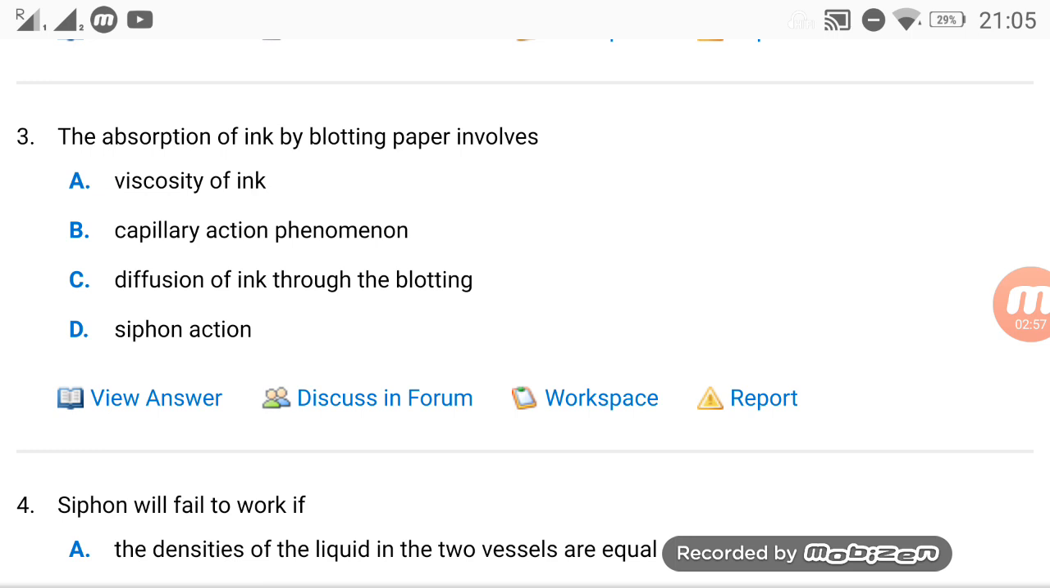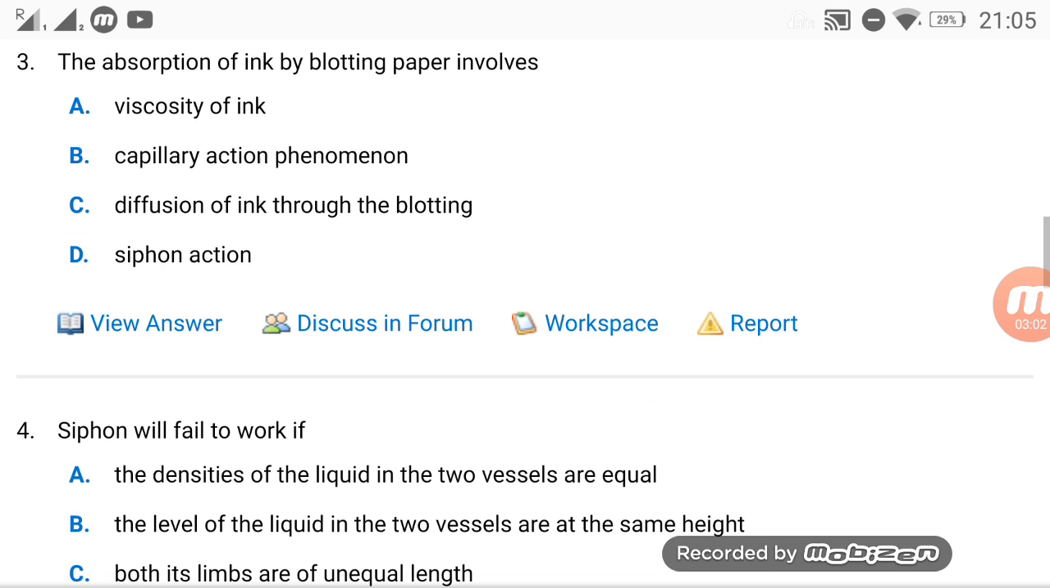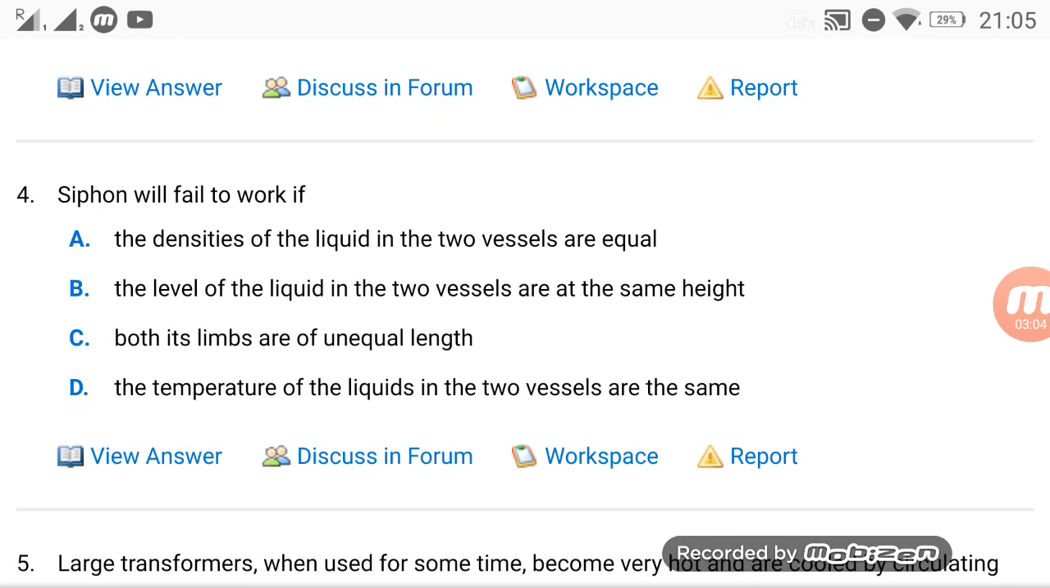So without wasting time, the answer of question number 3 is B, capillary action phenomena. Now the question: siphon valve fails to work if... Option A is the densities of the liquid in two vessels are equal. Option B is the levels of the liquid in the two vessels are at the same height. Option C is both its limbs are of unequal height. Option D, the temperature of the liquid in the two vessels are the same. The answer here is option B, the levels of the liquid in the two vessels are at the same height.